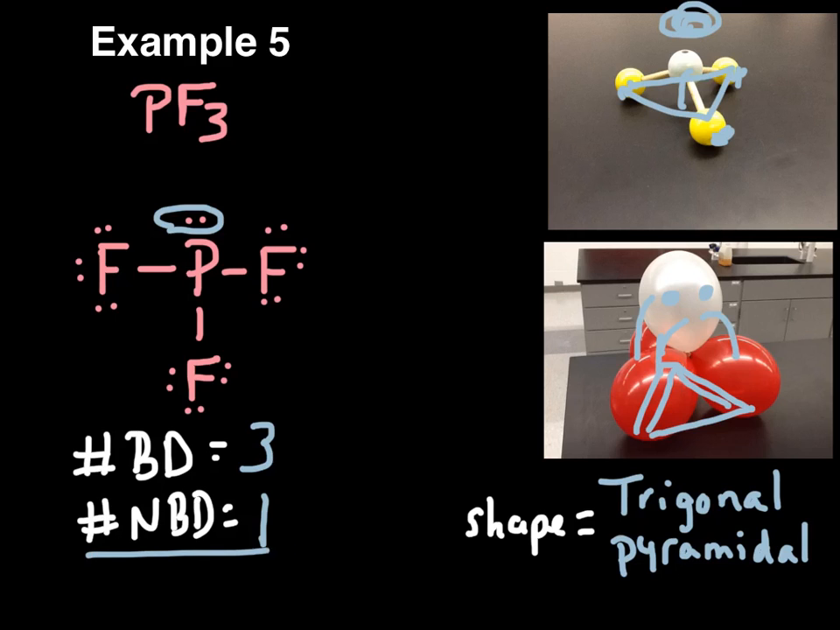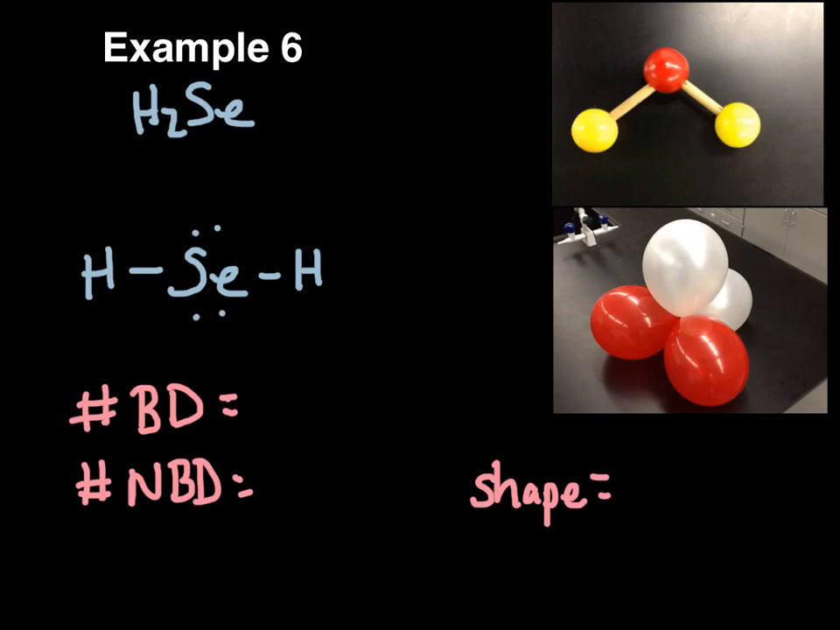Anytime you have 3 and 1, 3 bonding and 1 non-bonding, it's trigonal pyramidal. Okay, for H2Se, we're looking at the central atom. We have our bonding domains, 2, and we have our non-bonding domains, also 2.